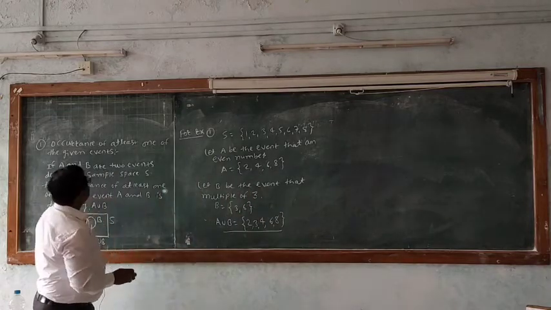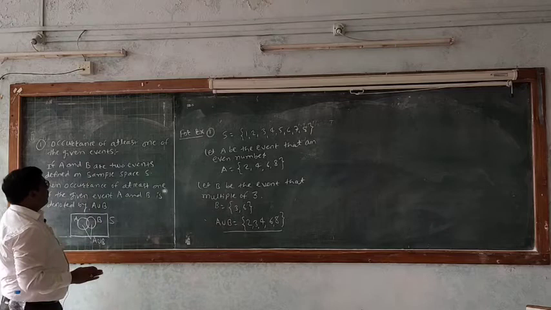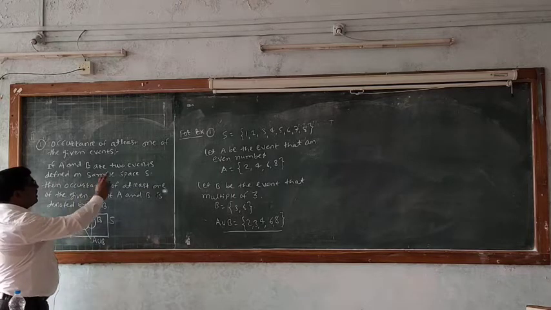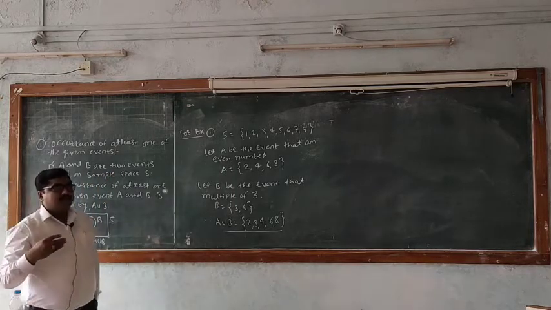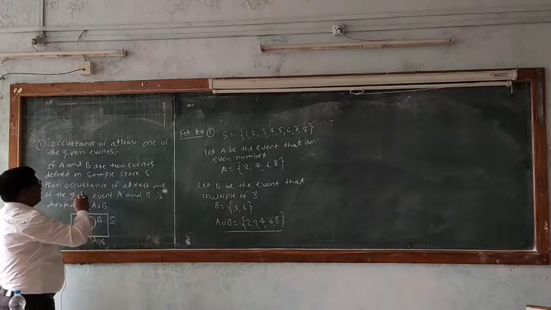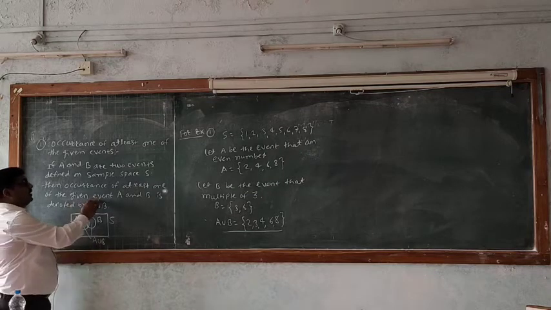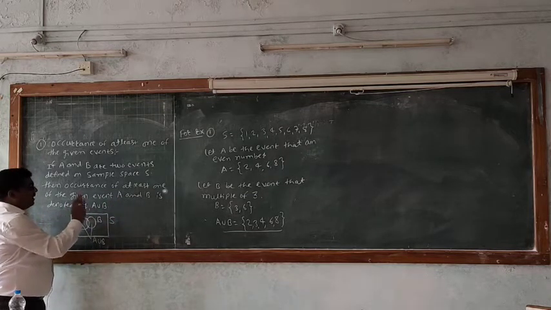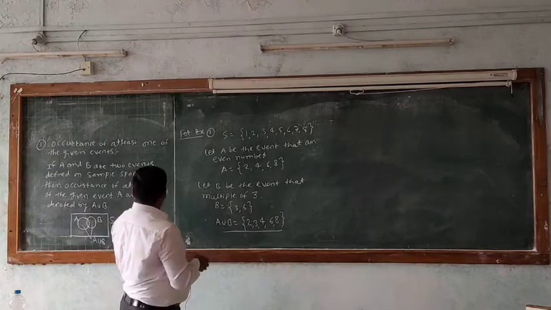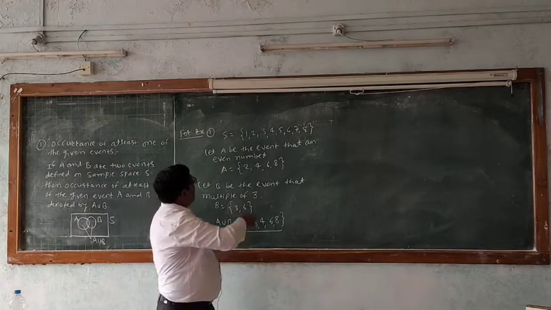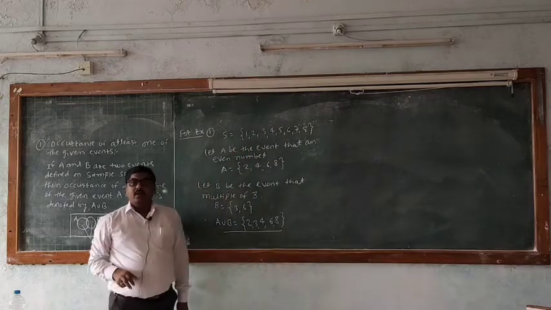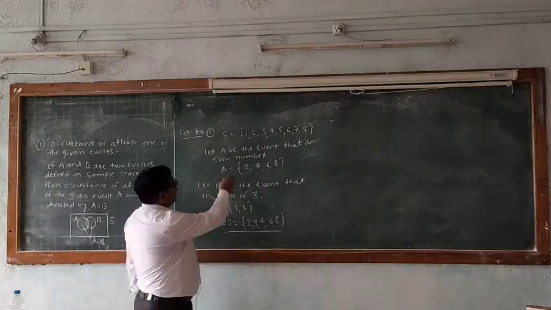And occurrence of at least one of the given events. What we have done here is simply take two events A and B, and any two events must be defined on the sample space. Then the occurrence of at least one of the given events A and B is denoted by A union B. We have drawn the Venn diagram, and on the basis of the Venn diagram, we have taken the example.